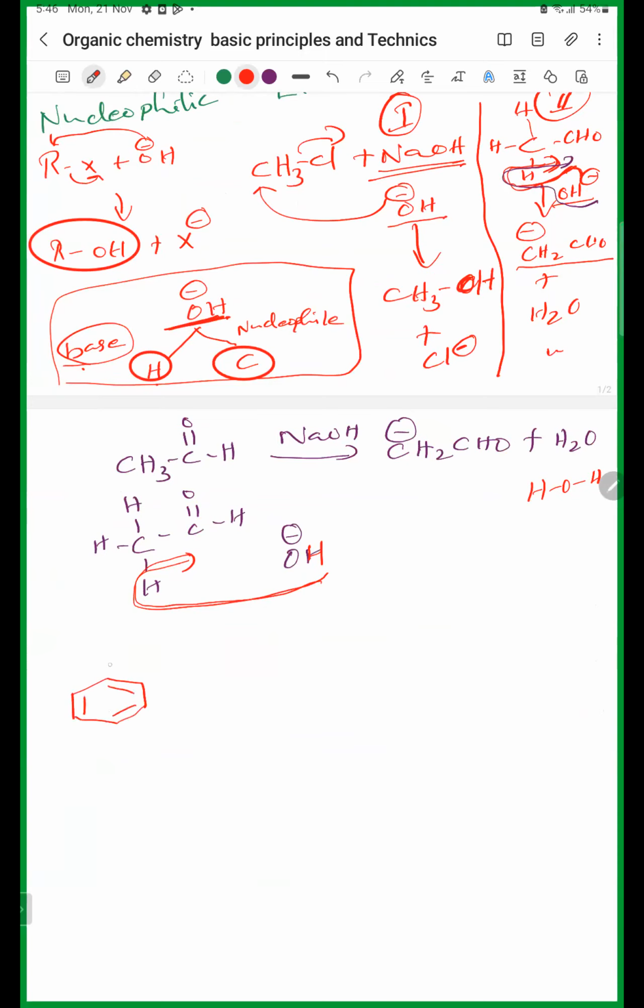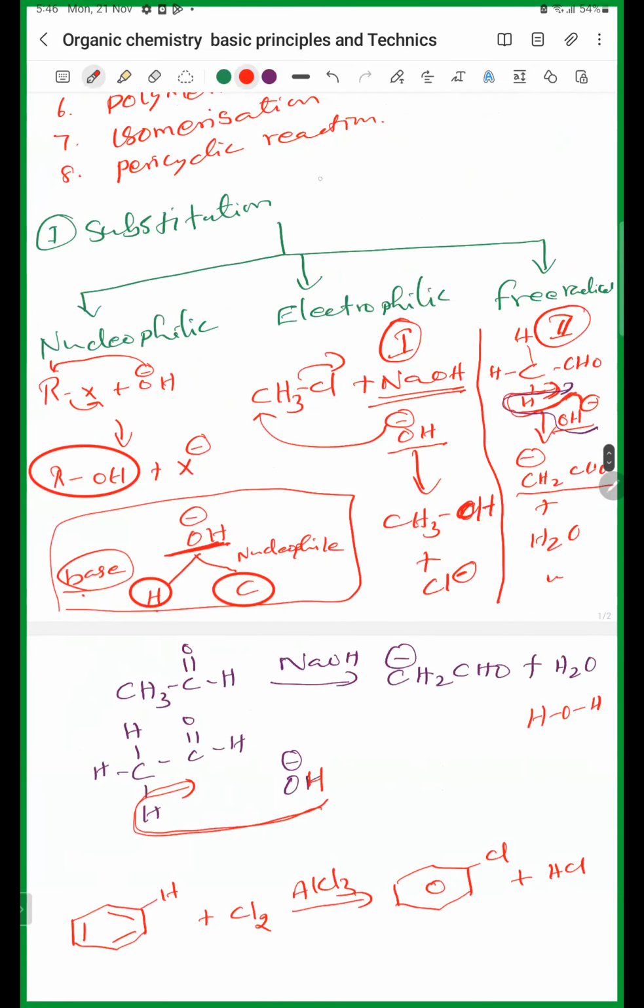In the benzene ring, you have 6 carbons and 6 hydrogens. One of the hydrogens gets replaced by chlorine in the presence of AlCl3. So now look at this. This hydrogen can be replaced by the chlorine. The rest does not get affected. So remember well, during a substitution reaction, hybridization will not change. Okay, so look here.